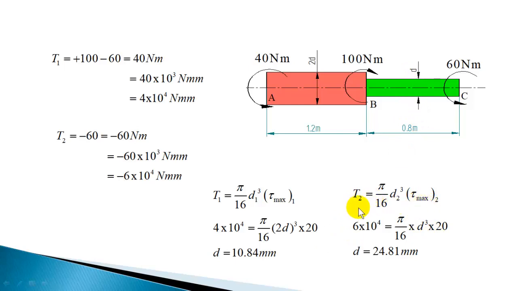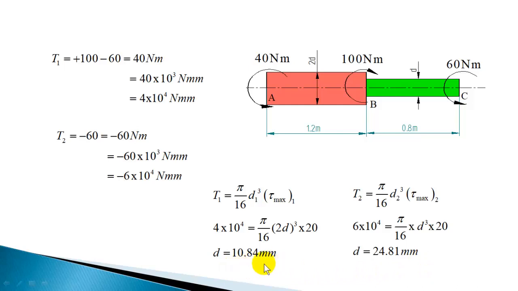The torque transmitted in that section is pi by 16 d2 cube into tau max of 2. The torque in that section is 6 into 10 raised to 4. Again, I am not taking the sign, because for shear stress consideration the sign is not required. You are only finding the diameter to transmit that torque. The diameter is D for that section and maximum shear stress is 20. By substituting, we get a diameter of 24.81. So the second section should have a minimum of 24.81 mm diameter.